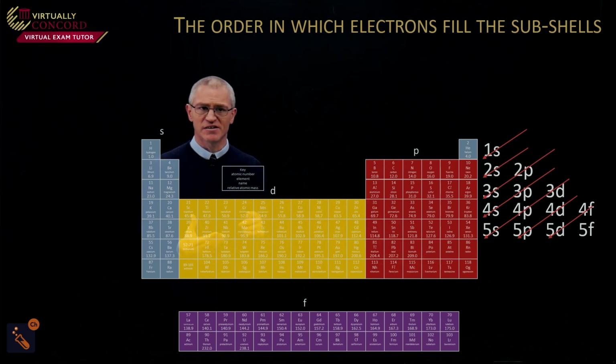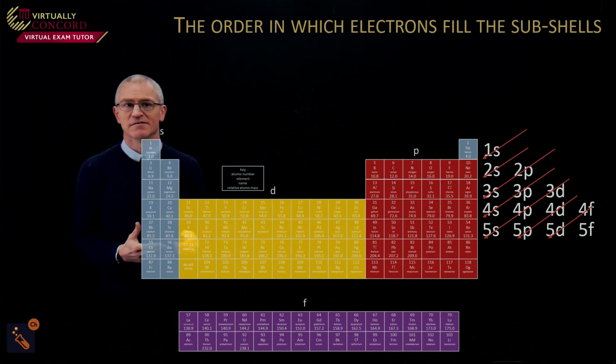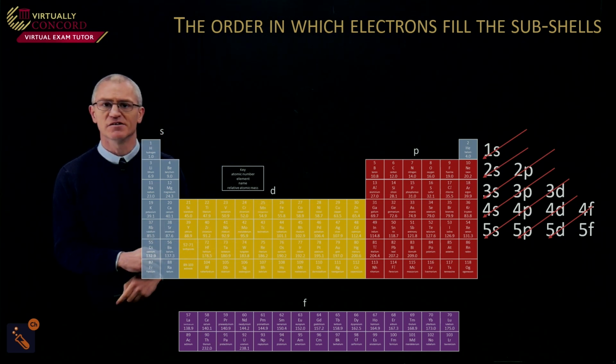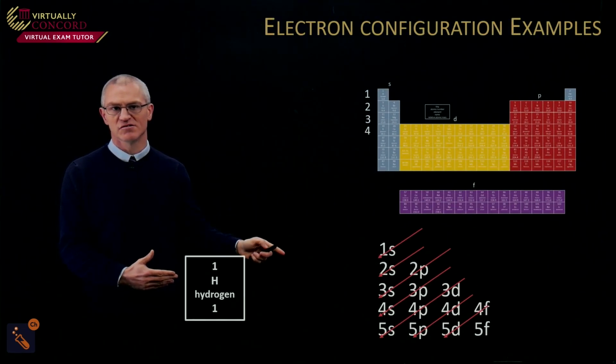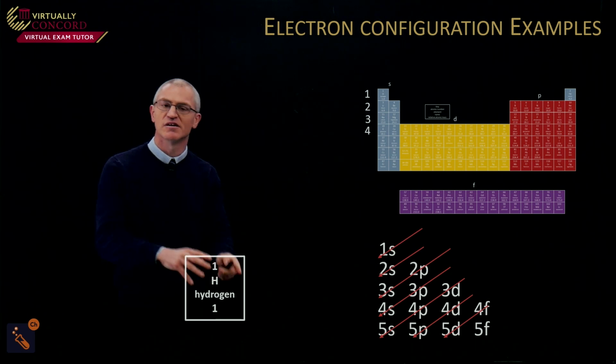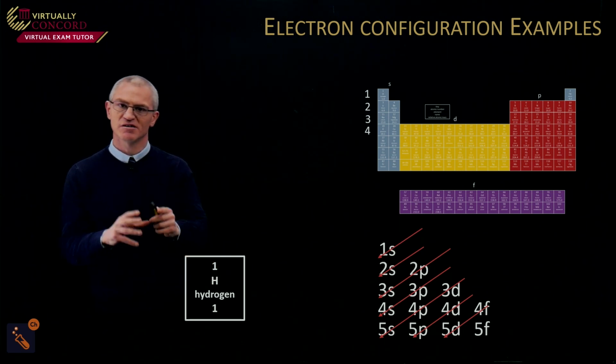You're only ever going to be asked up to 4p, so you don't need to worry about the bottom half of the diagram. So essentially, let's start doing this using this ordering of subshells. Remember, we're putting electrons into subshells. Those subshells are part of shells.